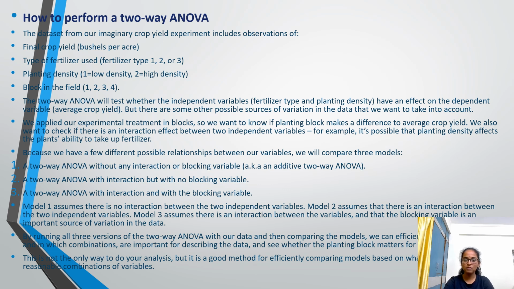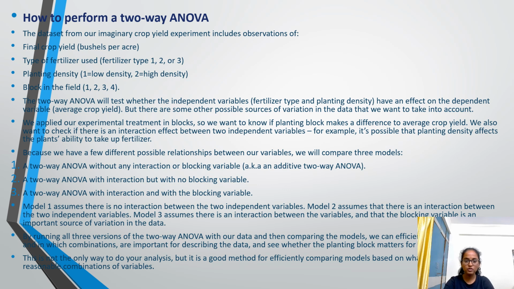We will compare three models: a two-way ANOVA without any interaction or blocking variable, a two-way ANOVA with interaction but with no blocking variable, and a two-way ANOVA with interaction and with the blocking variable. Whereas model 1 assumes there is no interaction between the two independent variables, model 2 assumes that there is an interaction between the two independent variables, and model 3 assumes there is an interaction between the variables and that the blocking variable is an important source of variation in the data.